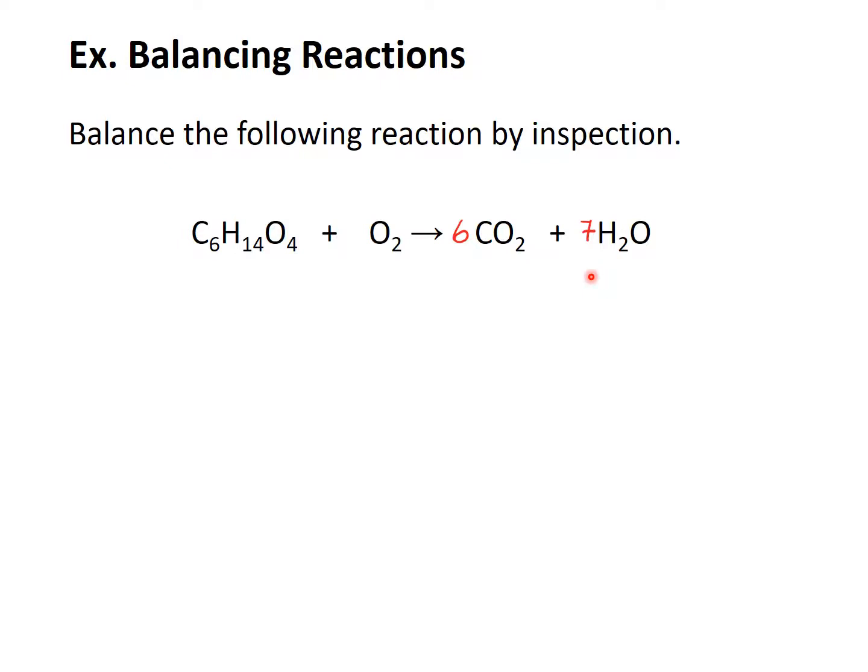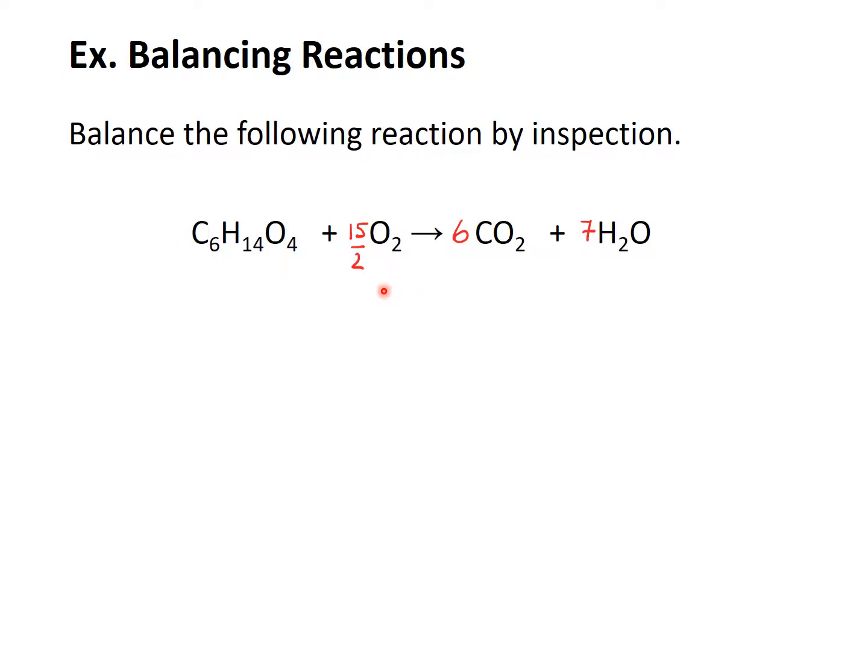Lastly, we'll balance the oxygen because it is present in all the reactants and all the products. On the left-hand side, we have 4 plus 2, which is 6 oxygens. On the right, we have 6 times 2 is 12 oxygens plus another 7 oxygens, giving us 19 oxygens. So in order to balance the oxygens, we'll take the 19, subtract the 4 oxygens from the carbohydrate. That leaves us 15 oxygens. And we'll take the 15 and divide it by 2, giving us 15 over 2, O2.